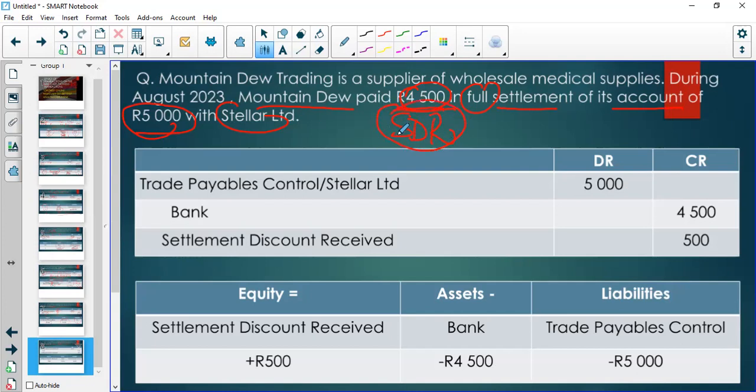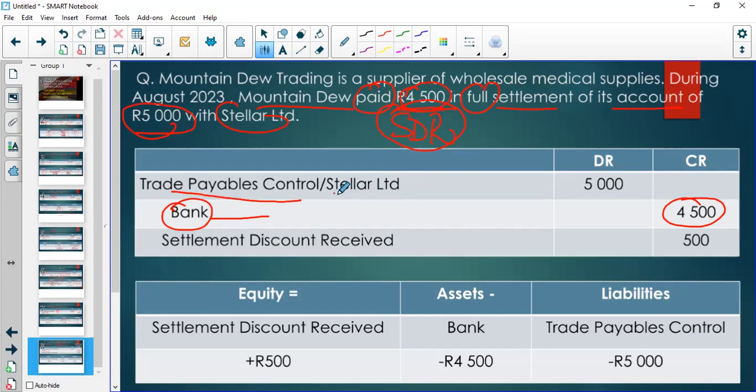It's a benefit, and all benefits are going to be credited. A benefit is like income. So what this means is that the actual amount that left our bank account is 4,500 that we actually paid. But what are we paying for? We're paying trade payables, a supplier who we owed. We owed the supplier, but now we're paying.